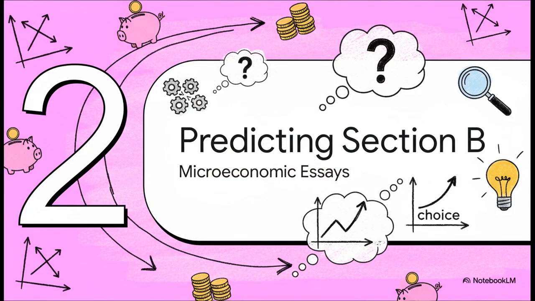All right, on to Section B. This is where you get your first taste of freedom. You'll get 2 20-mark microeconomic essay questions, and you just have to pick one.